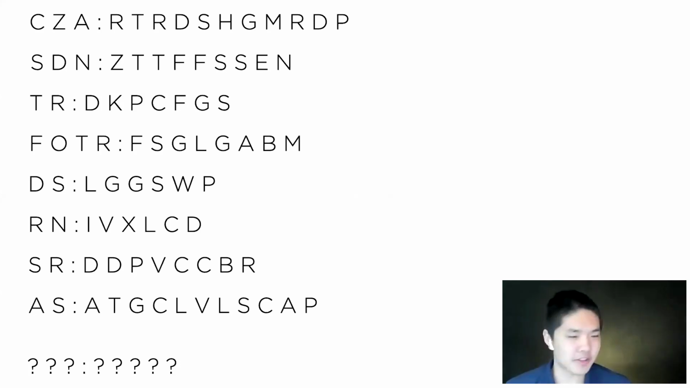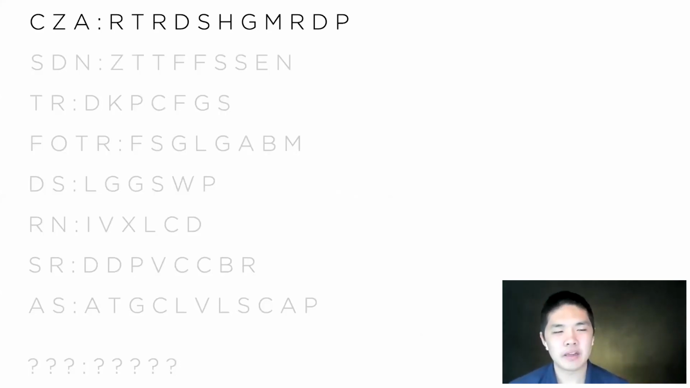And so you might not have started at the top. You might have looked through each of these rows. Maybe some of them ended up being easier to figure out than others. But if we start at the top and just look at that very first one, we have CZA, and then we have what looks like 11 letters that follow the colon. And so here CZA is representing some kind of set that contains 11 members, or so it would seem.